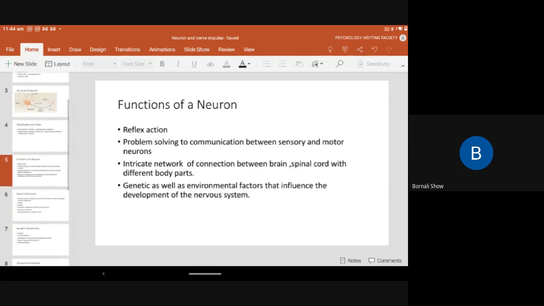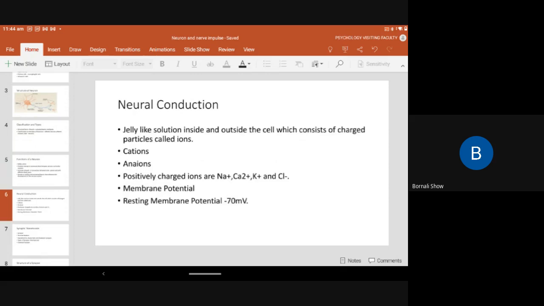Okay, so the next slide is about neural conduction. Now, neural conduction, from the term conduction, means to pass through, right? Like, for example, electricity. So, a neuron that is at rest, that is not firing a nerve impulse or a message, is actually electrically charged. There is a jelly-like fluid inside the cell, and this fluid consists of some charged particles which are known as ions.